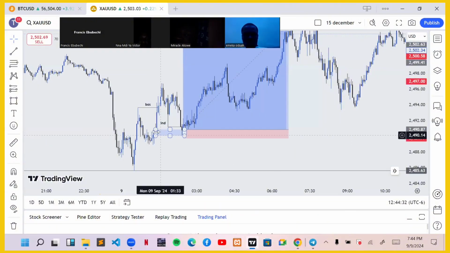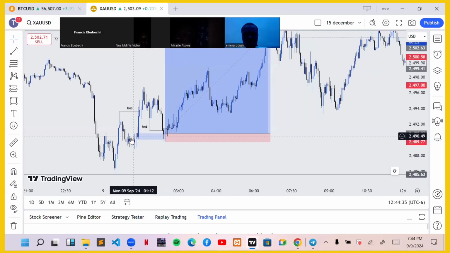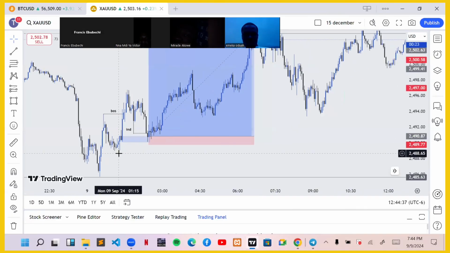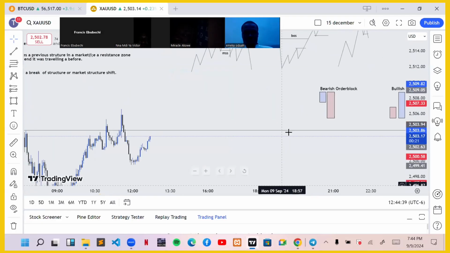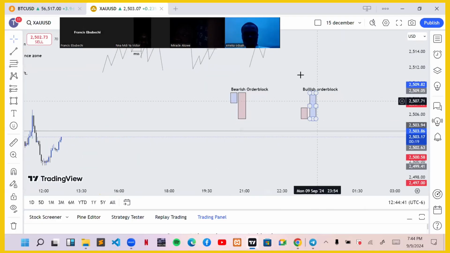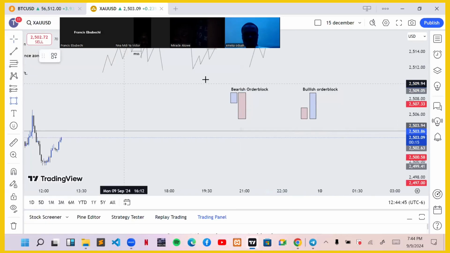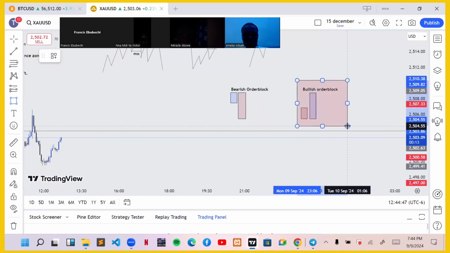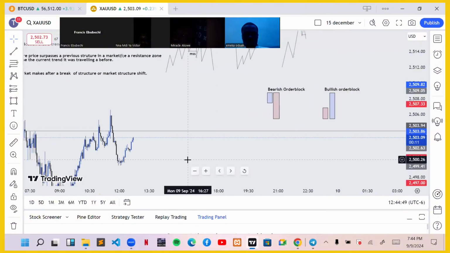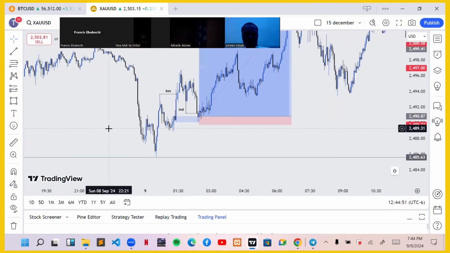My inducement, and then this is my order block. Like I said, you see a bearish candle, and then you will see a bullish candle engulf it. That's what a bullish order block looks like. This is a bullish order block right here. Because I'm looking for buys, that is what I'm going to use as my order block. So this is my bullish order block.